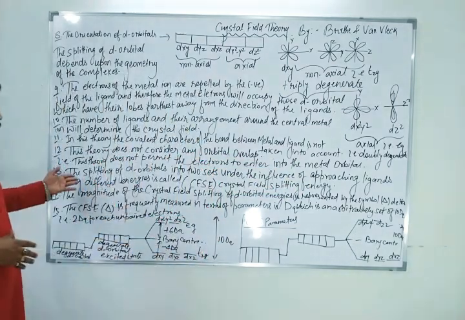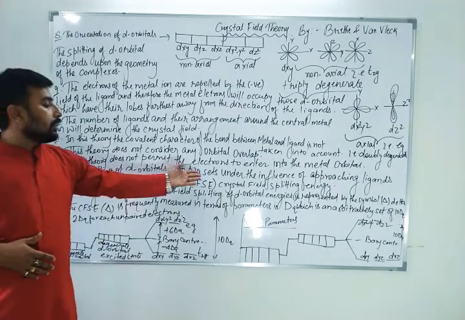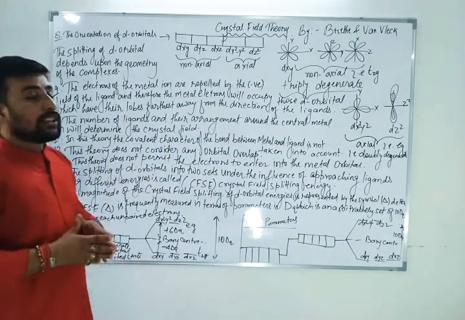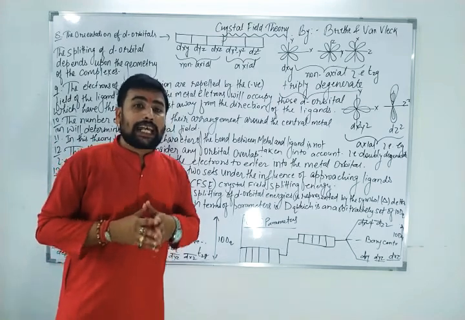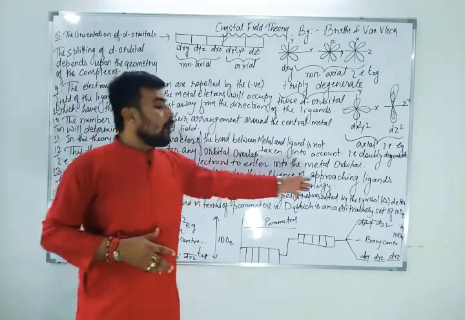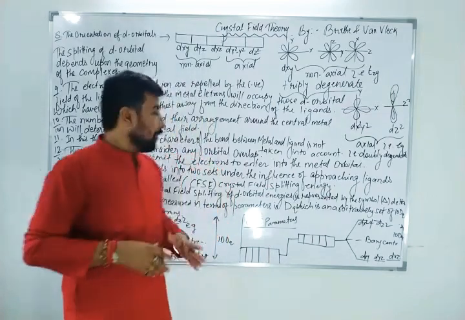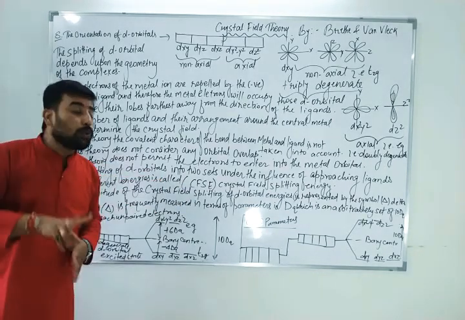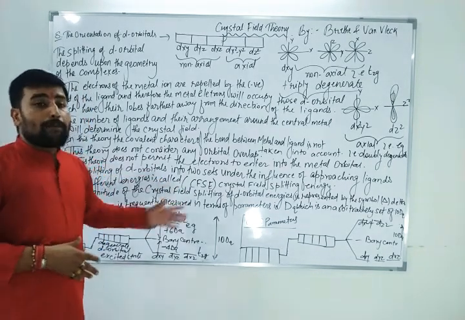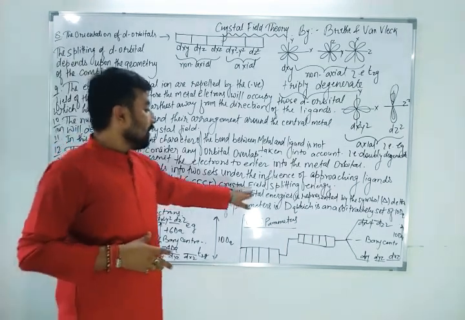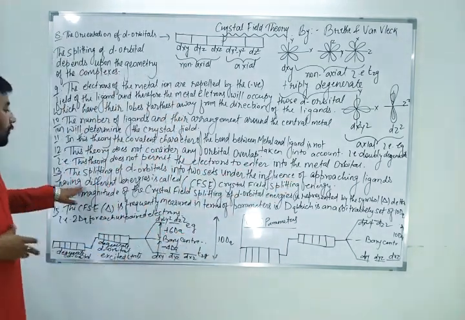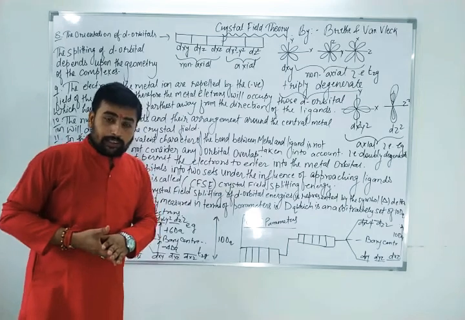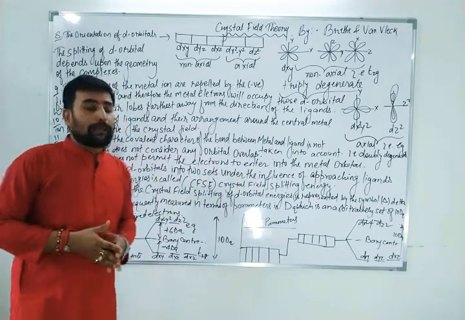The next one is the splitting of the d orbitals into sets under the influence of the approaching ligands, having different energies, which is called crystal field splitting energy, CFSE. The symbol is delta, the triangle shape. The main important point starts here. As the ligands approach the central metal atom or ion, the d orbitals split into two sets with different energies. That is called CFSE, crystal field splitting energy, and it is represented by delta.